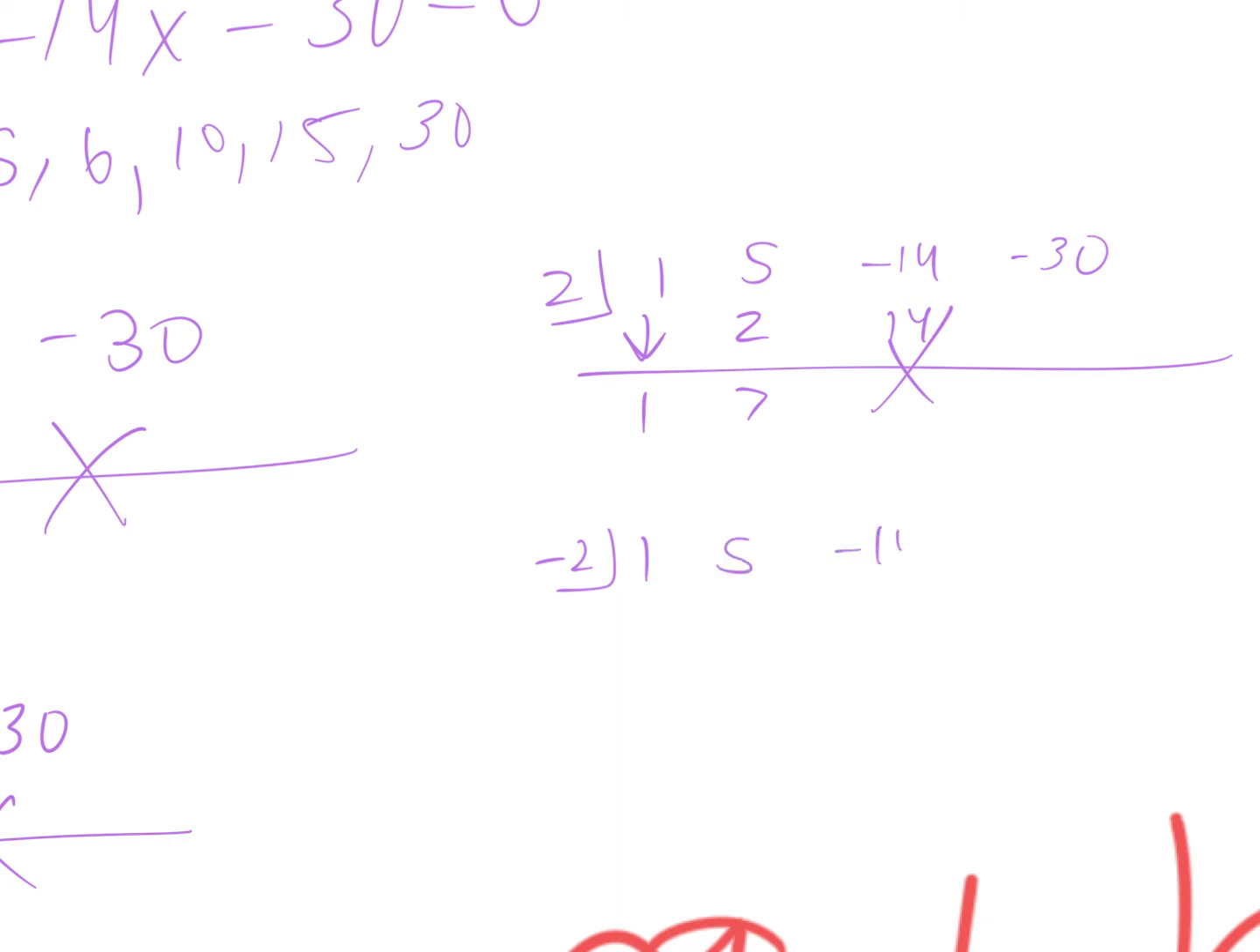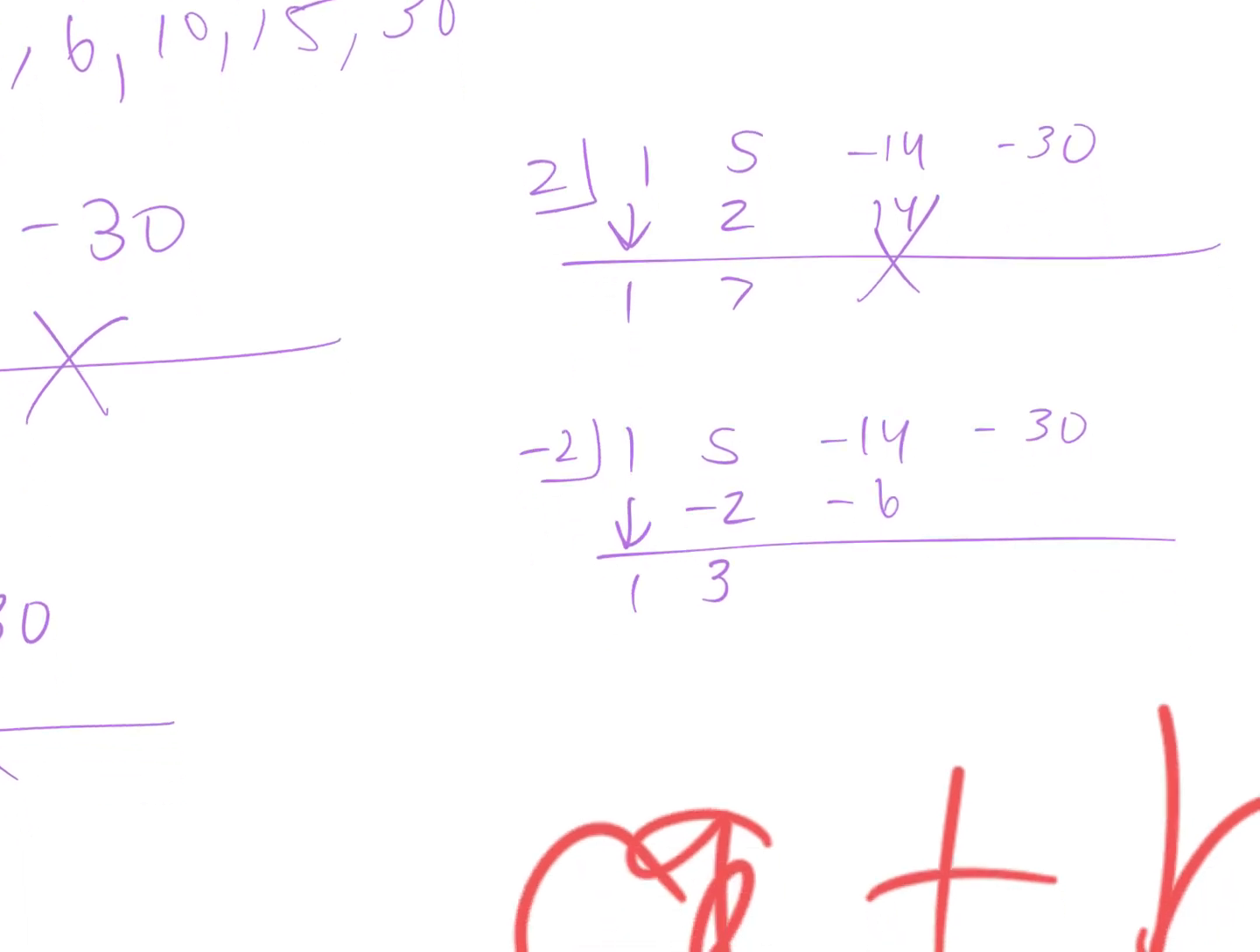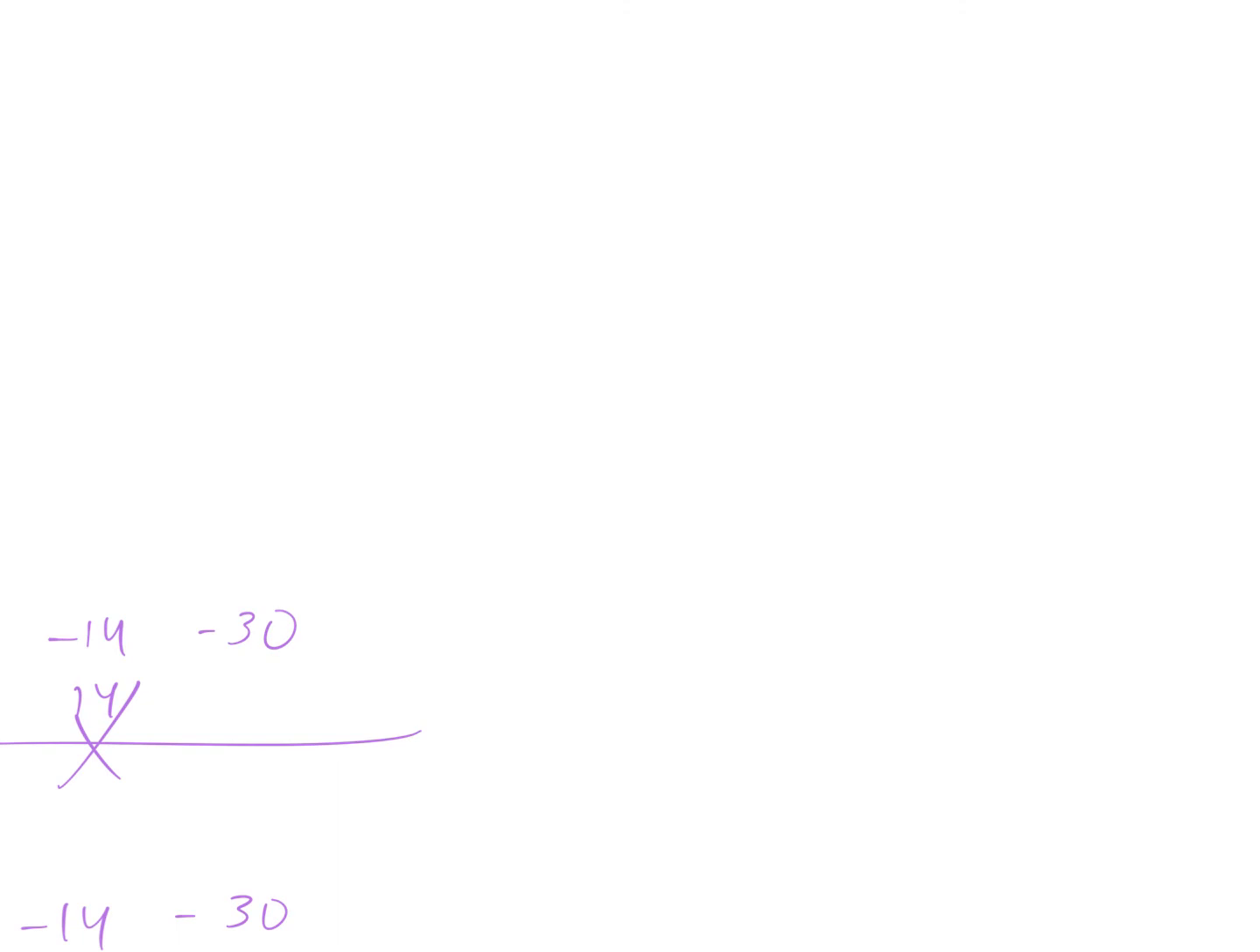1, 5, negative 14, negative 30. 1 times negative 2, negative 2. 5 and negative 2, 3. 3 times negative 2, negative 6. Negative 14 and negative 6, negative 20. Is this going to work? No. This is where I started to doubt myself. So let's try 3. 1, 5, negative 14, negative 30.